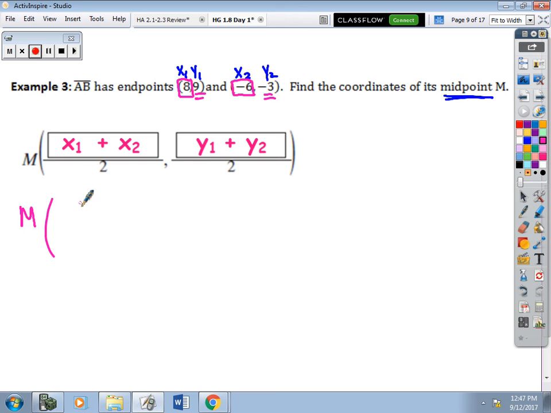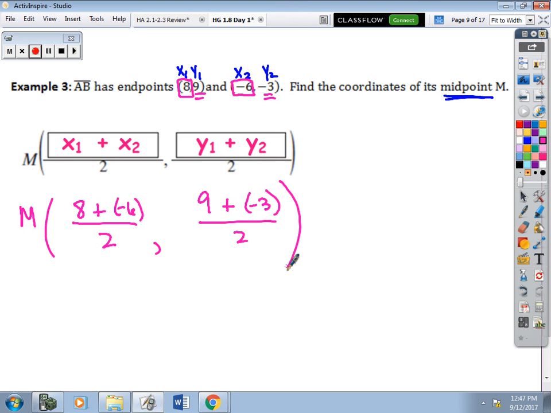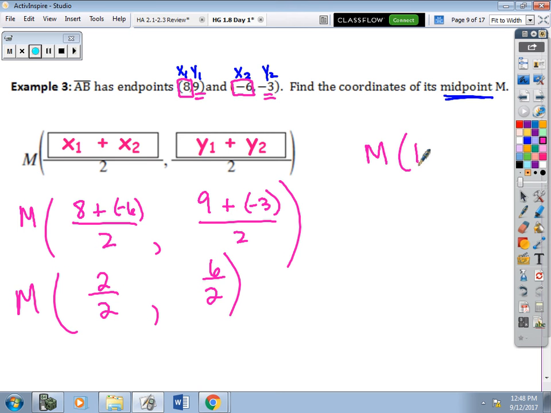So we'll have 8 plus a negative 6, all over 2. And y1 is 9, y2 is negative 3, all over 2. Now, since there's a big fraction bar, this is grouped, the numerator, so you have to add these first and then divide, instead of dividing each of them by 2. So 8 plus a negative 6 is like 8 minus 6, which is 2. 9 plus a negative 3 is like 9 minus 3, which is 6. And then we would just simplify. We'll get 1 and 3. So the midpoint of this is 1, comma 3.